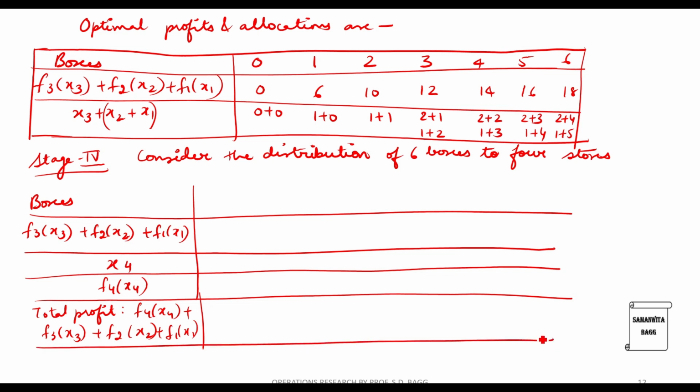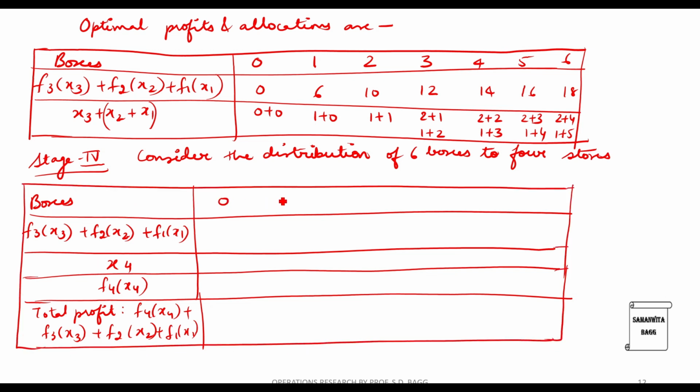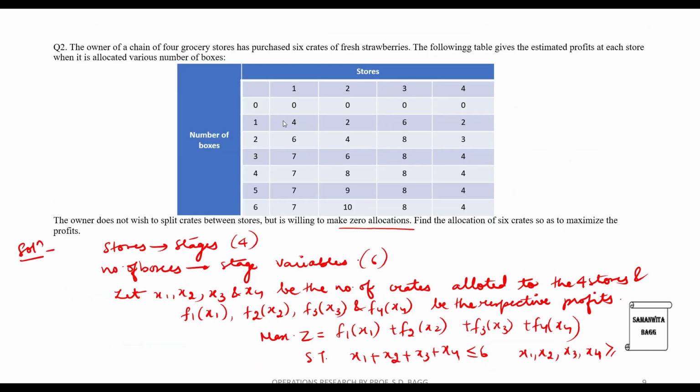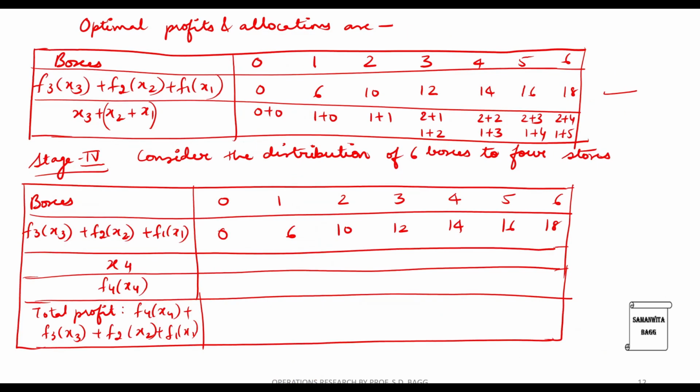All the values together. So first we'll write down the boxes 0, 1, 2, 3, 4, 5, 6. F3x3 plus F2x2 plus F1x1 is this one. So I'm writing from here this row 0, 6, 10, 12, 14, 16, 18. Now I write down the value of x4. When you see the value of x4, we will start writing in reverse. And also it's f4 x4 in reverse value. The reason is maximum number of crates should be 6.